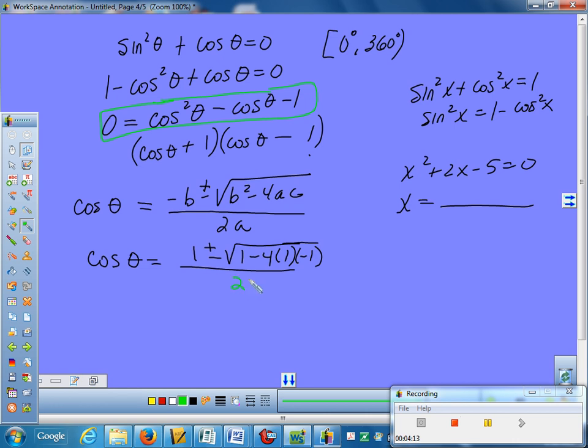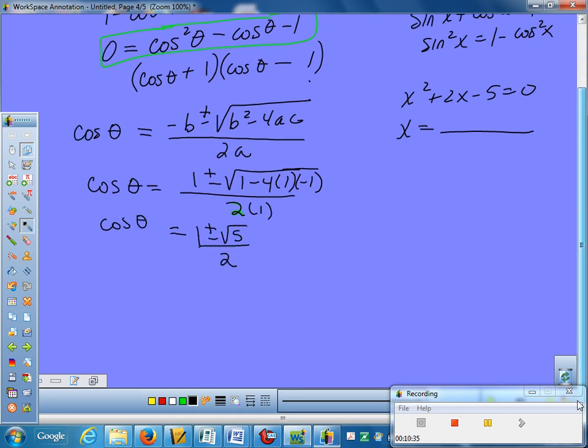So yes, I would need a 2 times 1 yet. Well, this one you actually should be able to punch these numbers in your head. I hope you can all handle 1. So that's really 1 plus or minus square root of 5 over 2 equals cosine. Okay. And here's where it gets a touch tricky. You have to figure out what actual number that is. This is not going to come out nice. It's going to come out to some decimal.